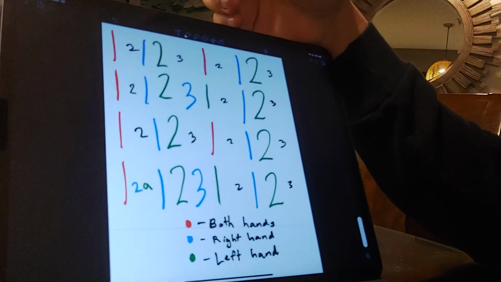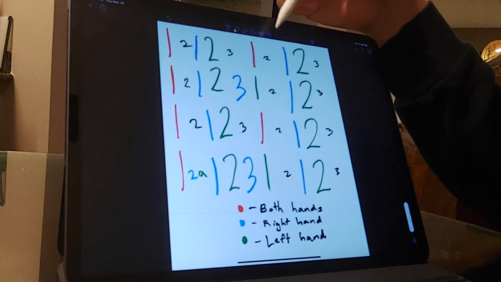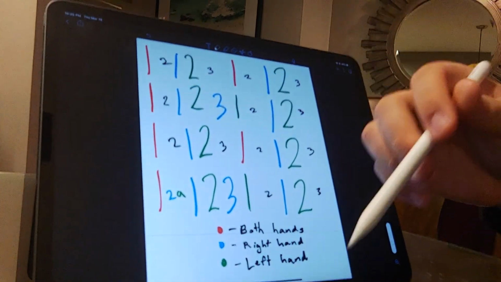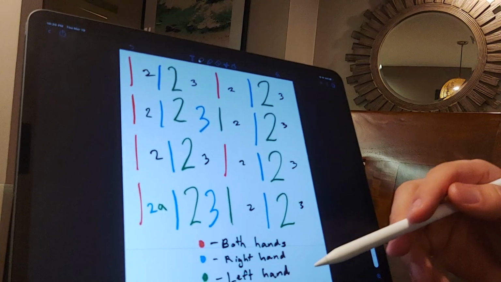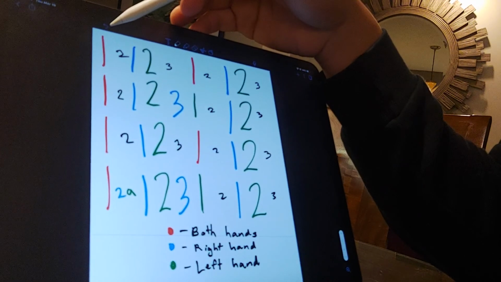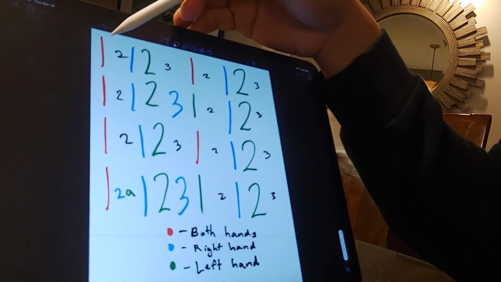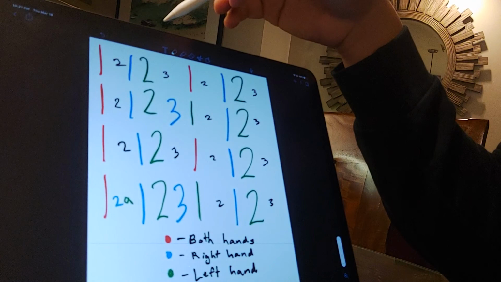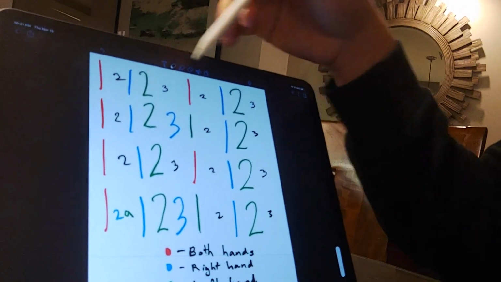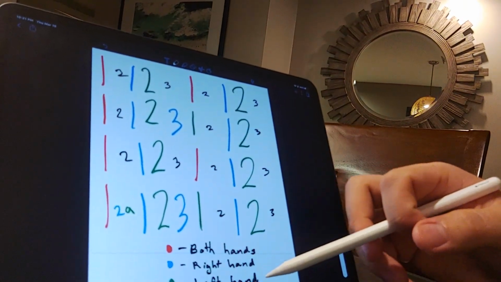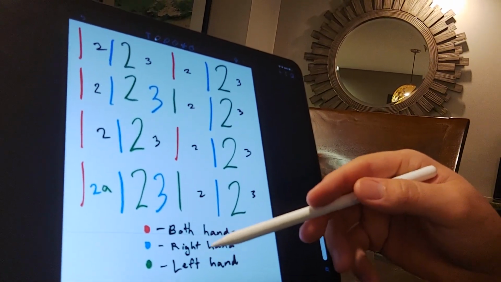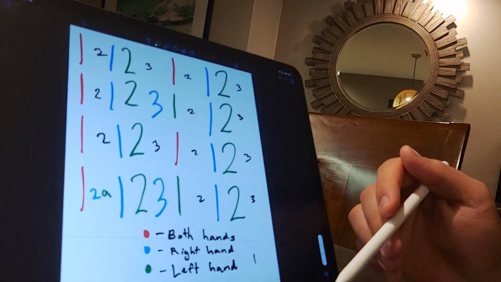It's just the same beat. 1, 2, 1, 2, 3, 1, 2, 1, 2, 3, 1, 2, 1, 2, 3, 1, 2, 1, 2, 3, right? Like that. But then I just kind of wrote down here. Red indicates that you hit with both hands, your right hand and your left hand. And then blue indicates you just hit with your right hand, and then green indicates you hit with your left hand. But if you're a lefty, it's just the opposite, just right and left.